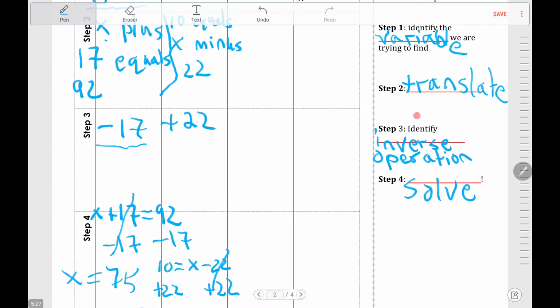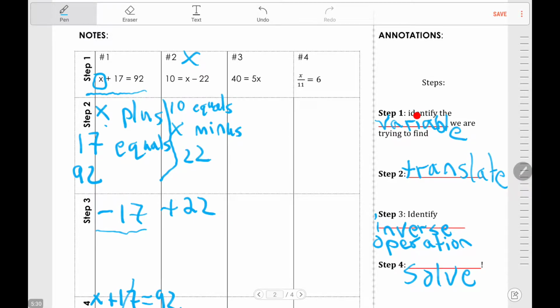Alright, now let's look at this one. We are getting into different inverse operations. So, what's the variable? X, the most popular variable. And in English, this says 40 equals 5 times x.